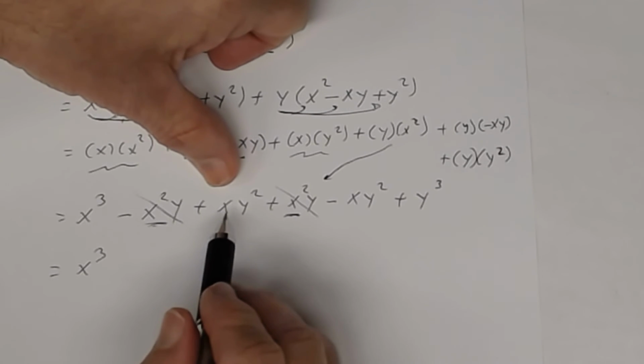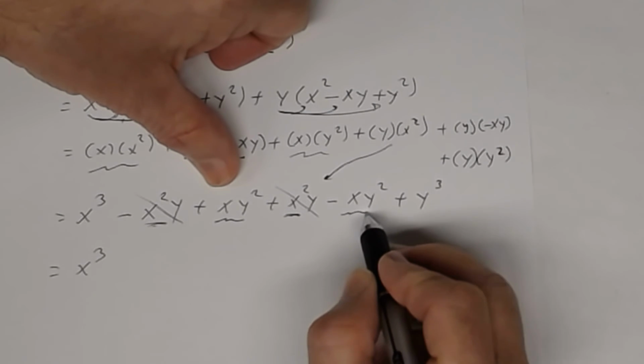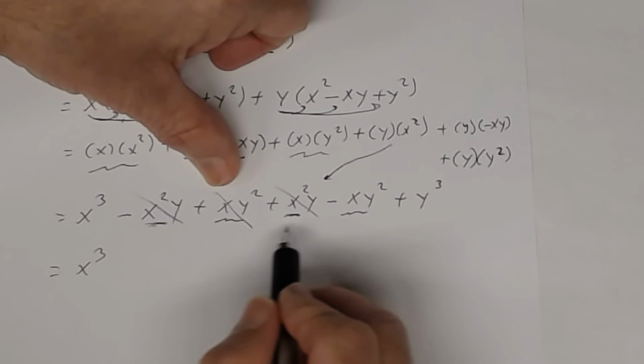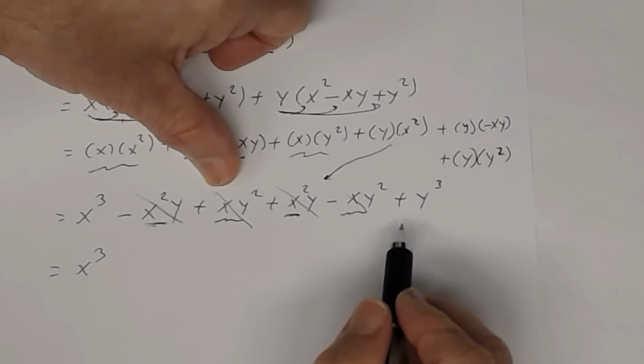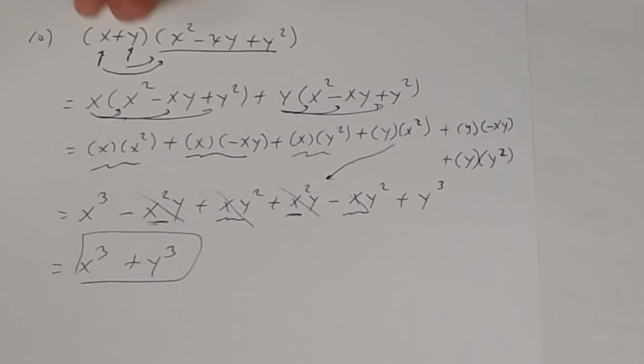Let's do xy squared. I see an xy squared here. I also see one here. A positive 1 and a negative 1 is 0. So I don't see anything. I'm not going to put anything here. And then the only thing left over is a positive y cubed. And so there's the answer.